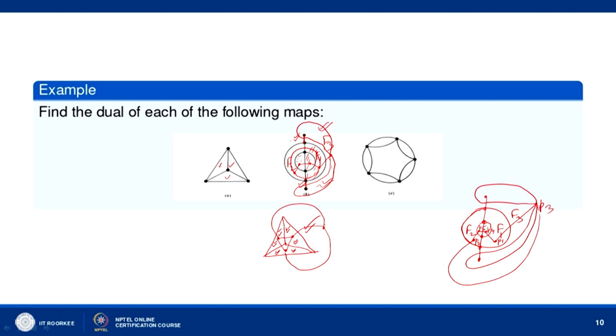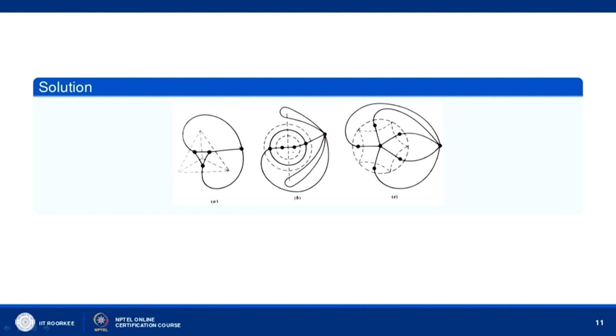So, that is the dual here. We have joined these 2 points, then you join this to this and this to this. And then we have this loop which crosses the common edge exactly once, and then we have joined this to this. So, that is the dual.